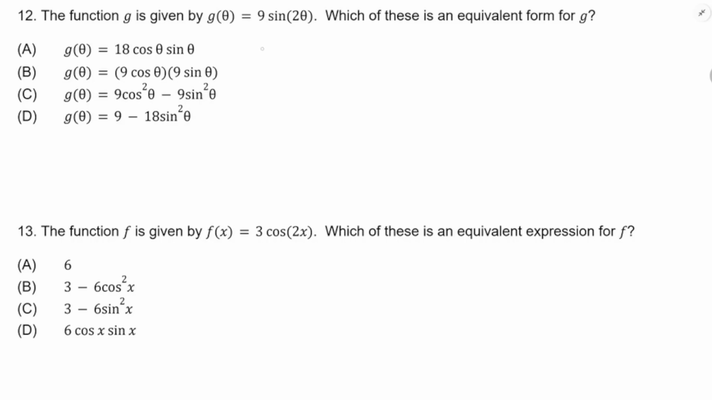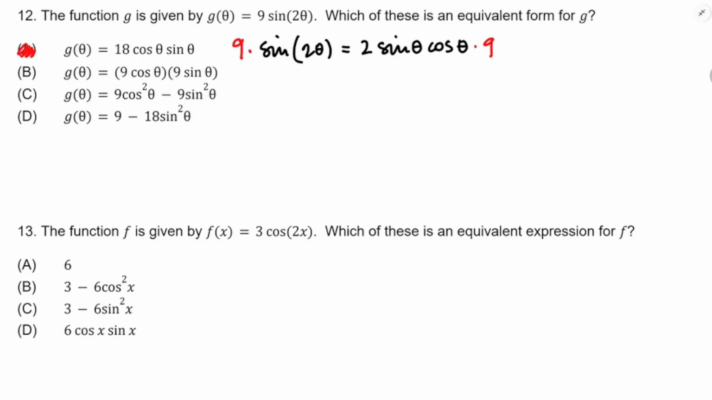Well, sine of 2 theta is equal to 2 sine theta cosine theta. Okay, so if I had 9 times sine of 2 theta, I could just multiply both sides by 9, and I would get 18 sine theta cosine theta. I really think that it would help you to know these formulas, because these are two multiple choice questions that are very similar to two that you will encounter on the test.